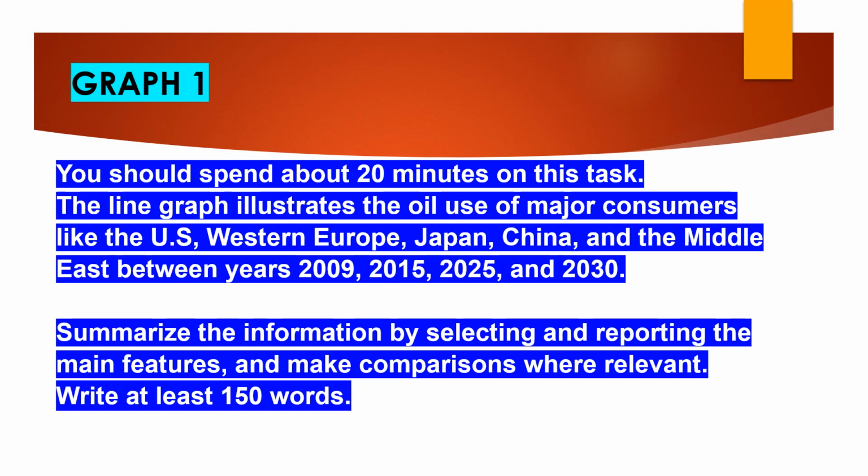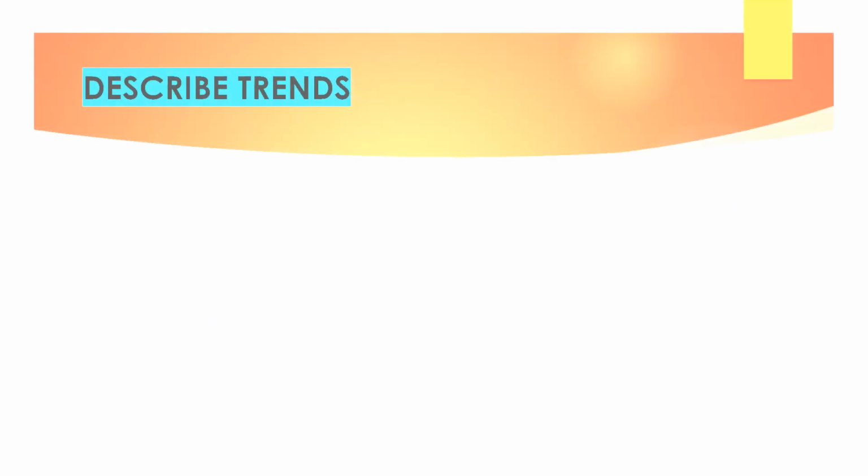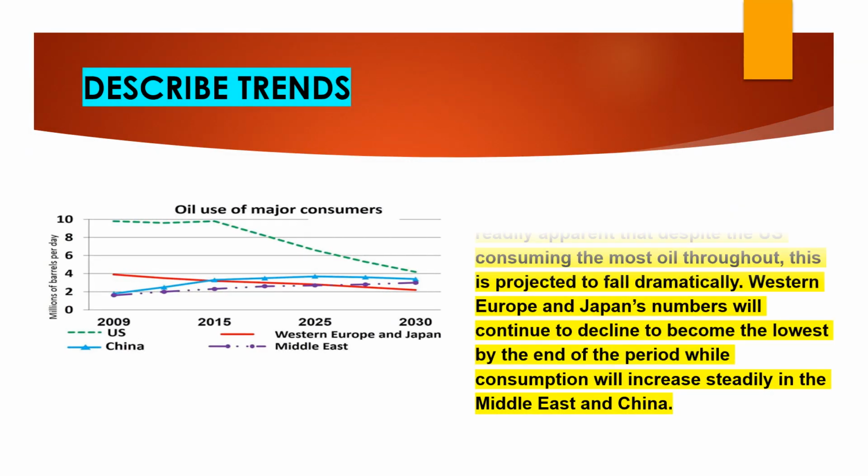Let's take a look at the graph 1. You should spend about 20 minutes on this task. The line graph illustrates the oil use of major consumers like the US, Western Europe, Japan, China, and the Middle East between years 2009, 2015, 2025, and 2030. Summarize the information by selecting and reporting the main features and make comparisons where relevant. Write at least 150 words. So let me present an ideal answer that can help you score a good band.